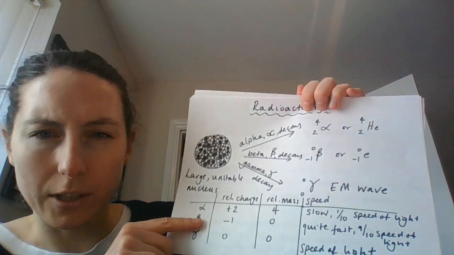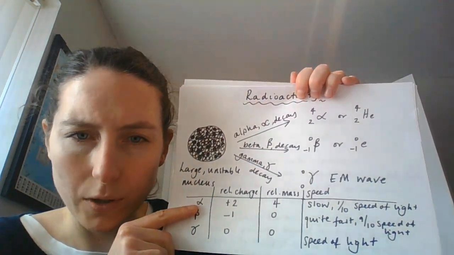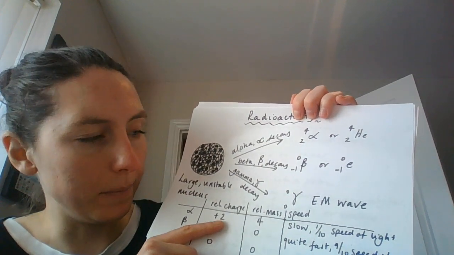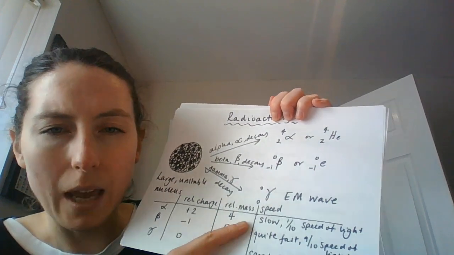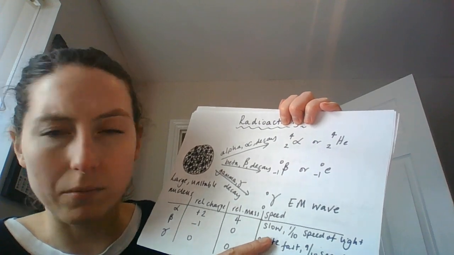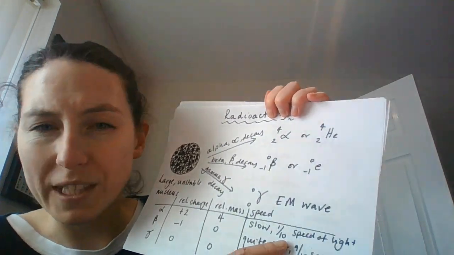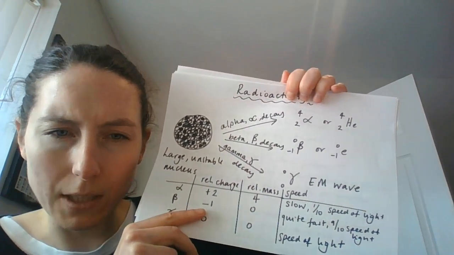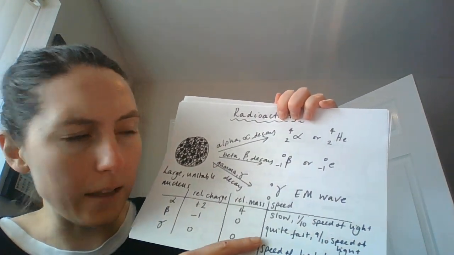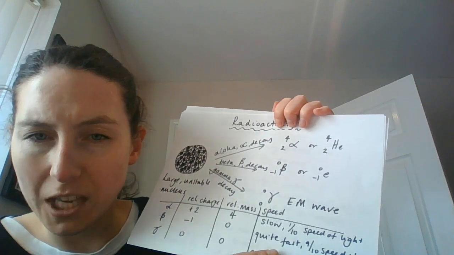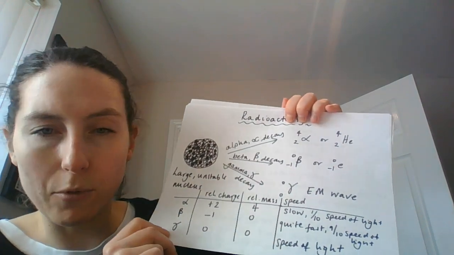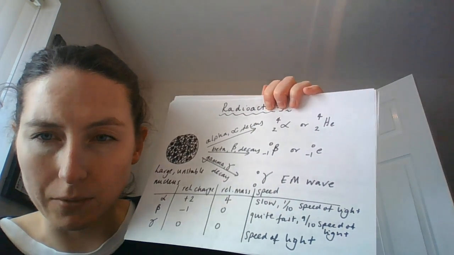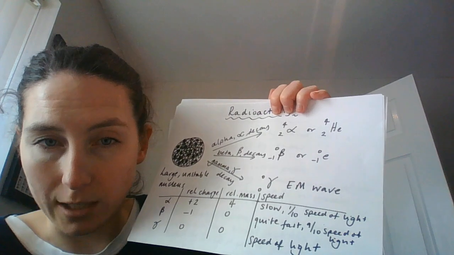Now, your alpha particle, 2 protons, 2 neutrons, because it's got 2 protons, it's got a relative charge of +2, a relative mass of 4, and it travels very, very slowly, well, relatively slowly, 1/10 of the speed of light. Your beta particles, charge of -1 because they're like an electron, and they're reasonably fast, 9/10 of the speed of light, but your gamma radiation, zero mass, zero charge, will travel at the speed of light. It's an electromagnetic wave, just like a light wave.